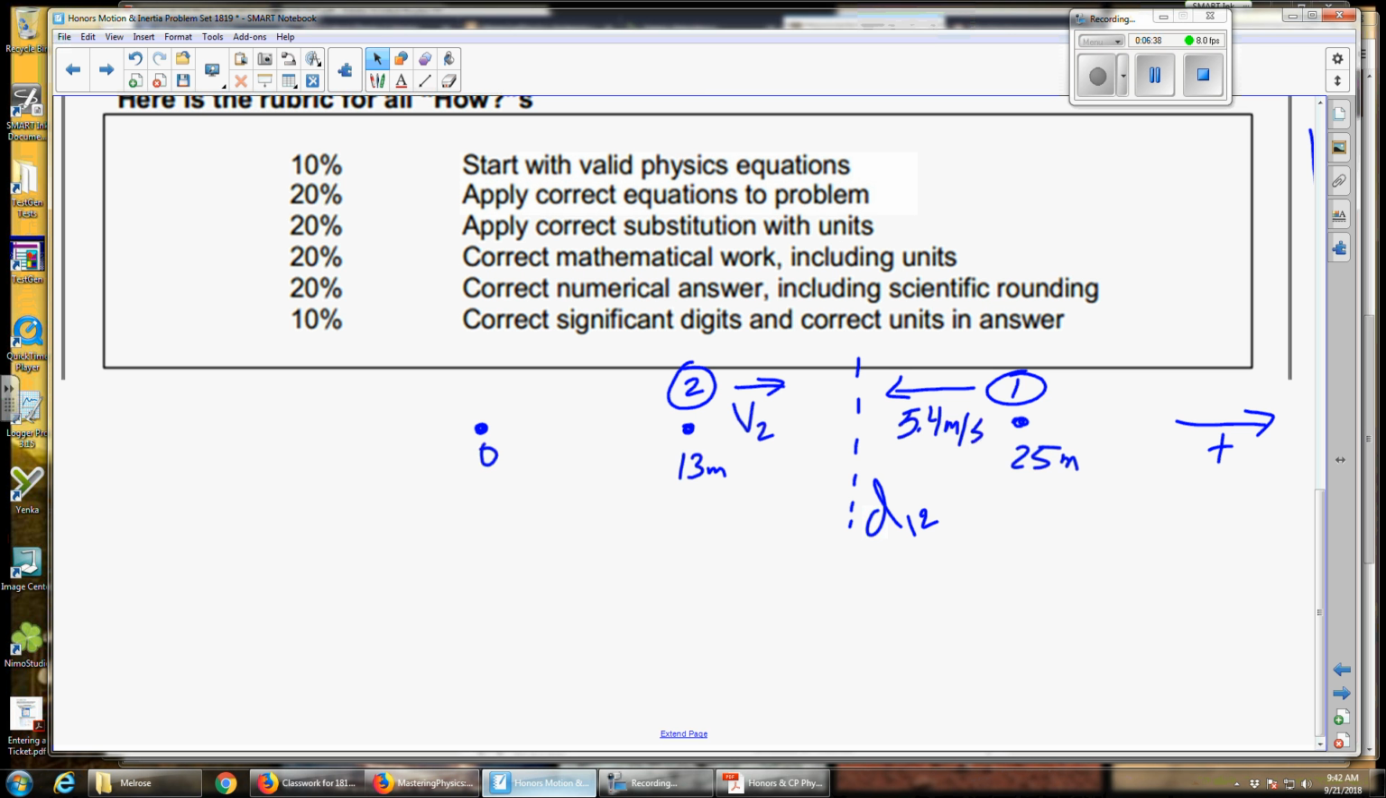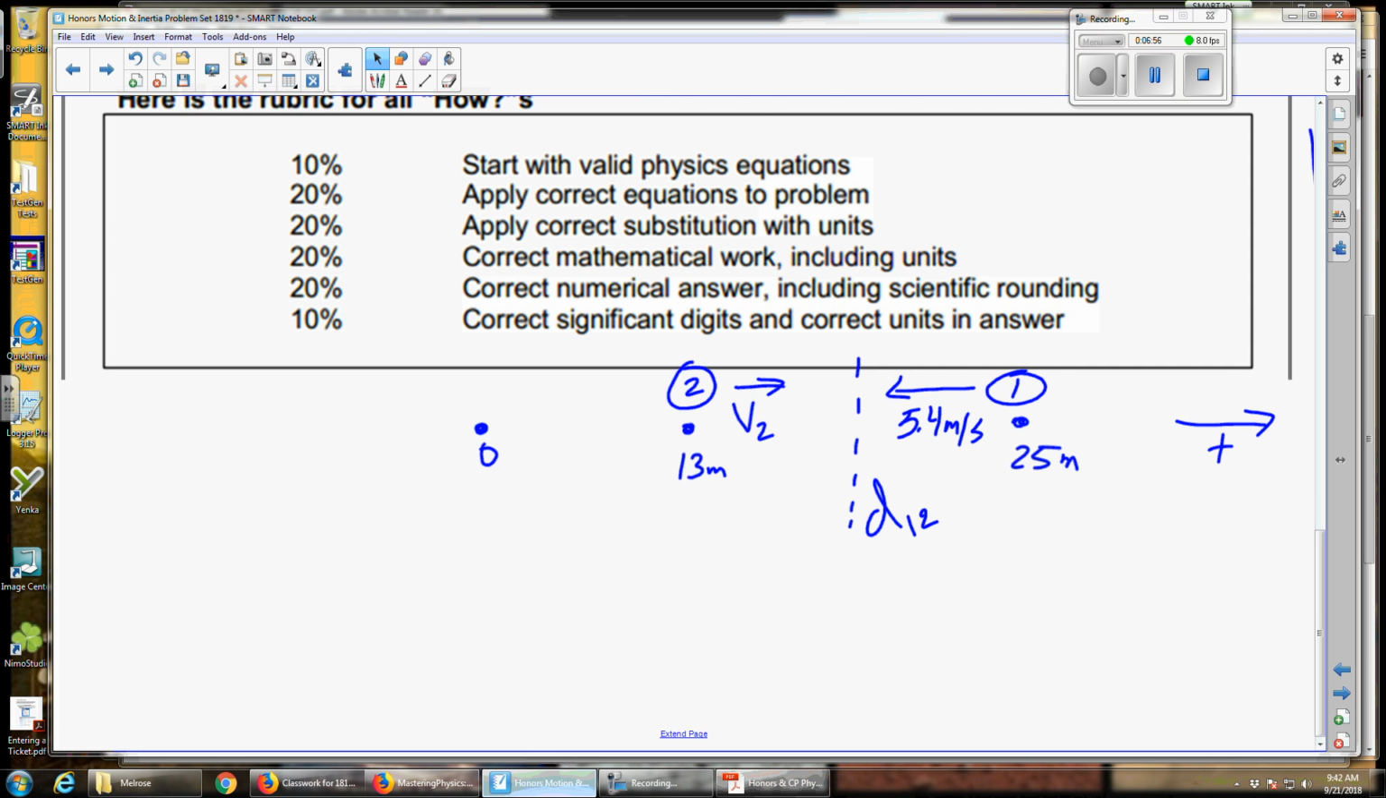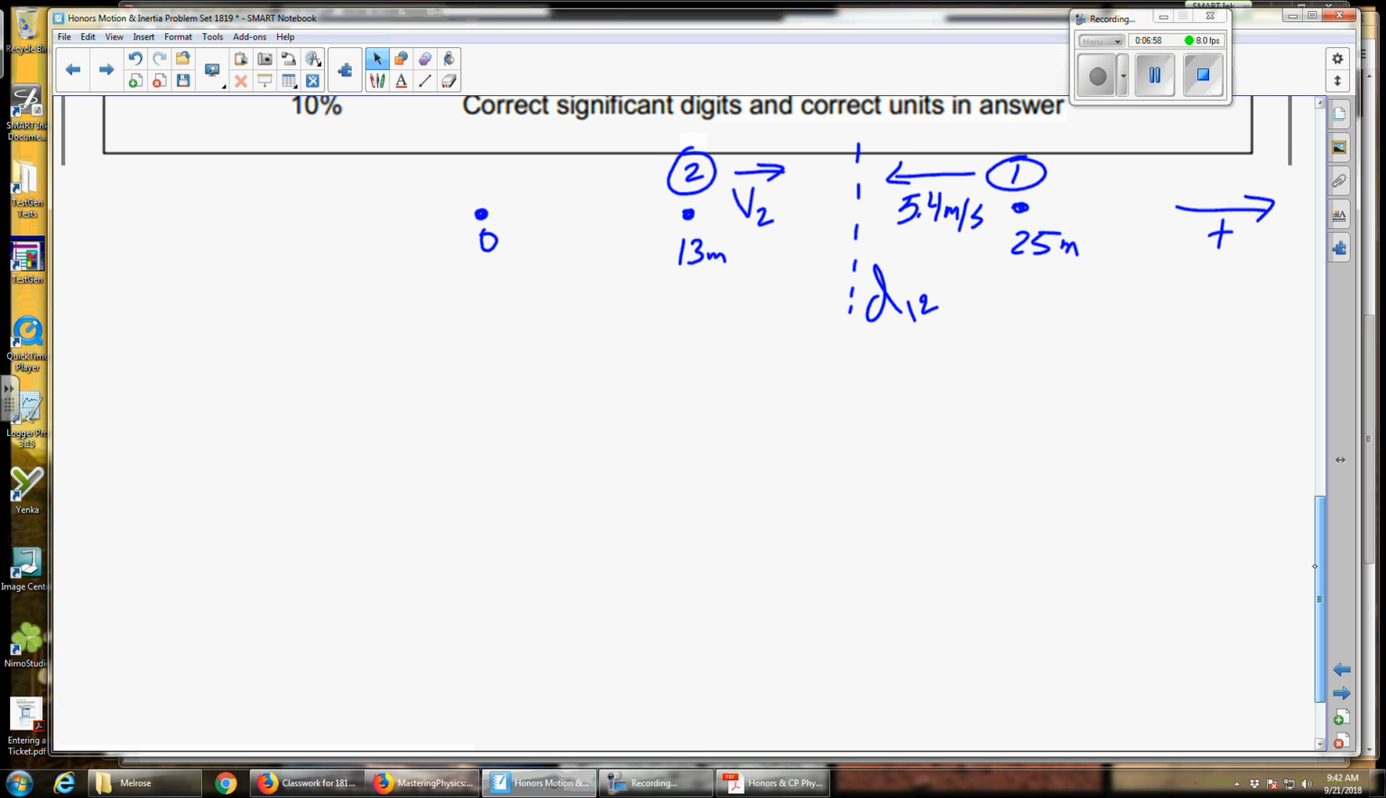So now I remember my first rubric point, which is start with a valid equation. If I look at my equation sheet, this one is our main kinematics equation. It tells us all about where things are and such. So I'm going to use that one. I'm going to start, I'll put it over here.